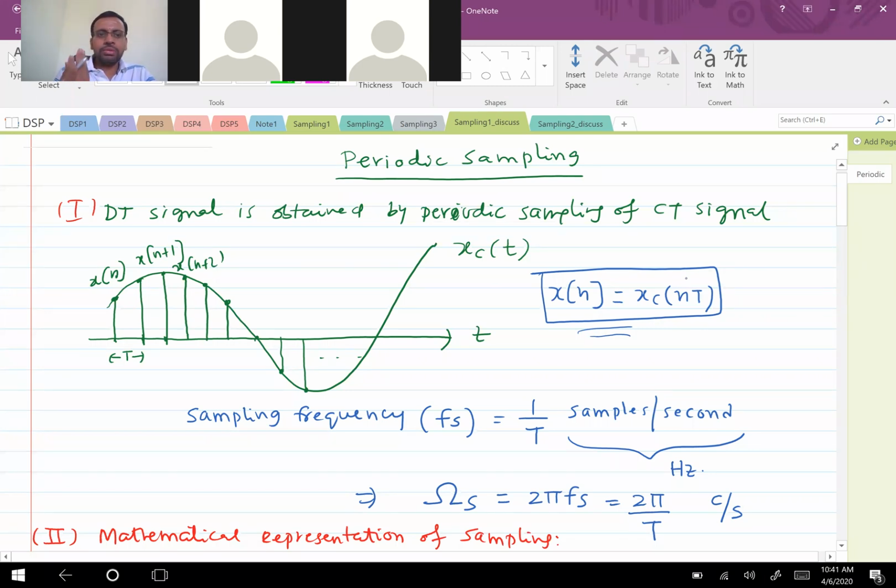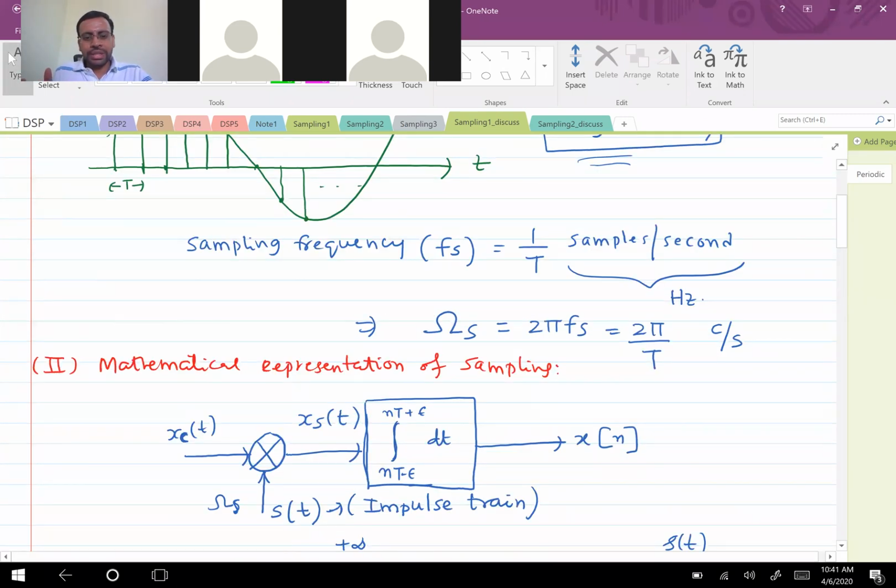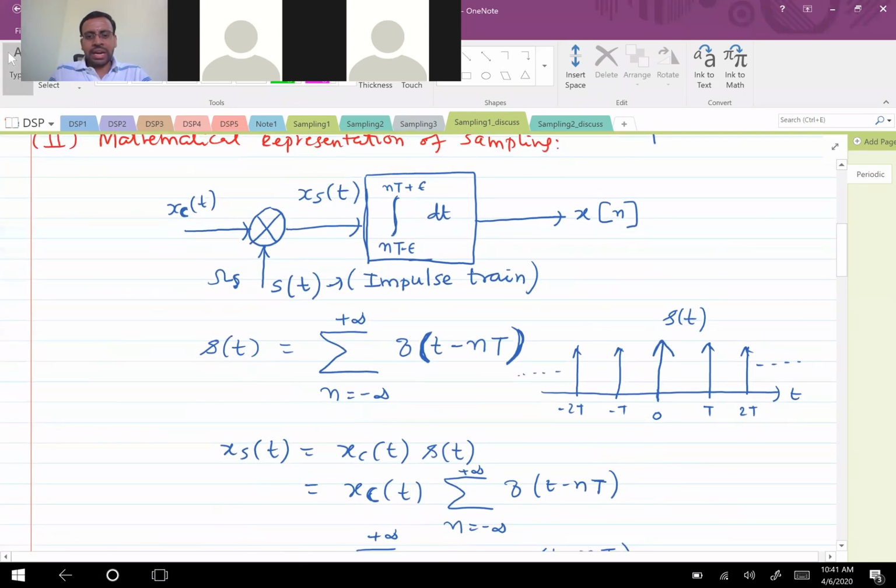How could you do that? What you are doing is first creating a discrete time equivalent in the continuous time domain itself. So how do you do that? You simply multiply it with an impulse train, so that it has values only at repeated multiples of T. So that's your impulse train, delta of t minus nT. You are multiplying a continuous time signal with an impulse train.